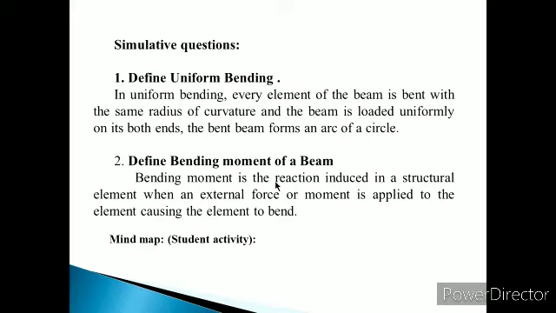Some of the simulative questions we are going to discuss. Define uniform bending. Uniform bending is nothing but every element of the beam is bent with the same radius of curvature and the beam is loaded uniformly at both ends. The bent beam forms an arc of a circle.